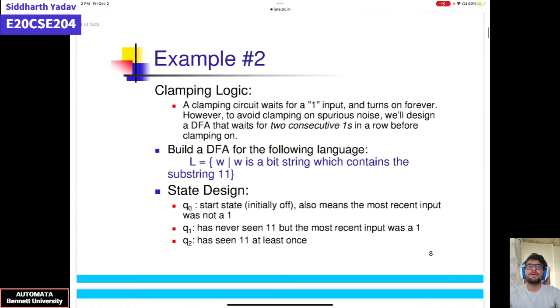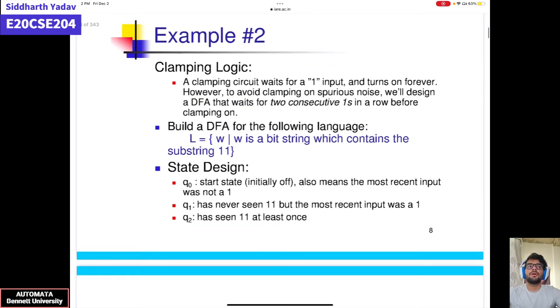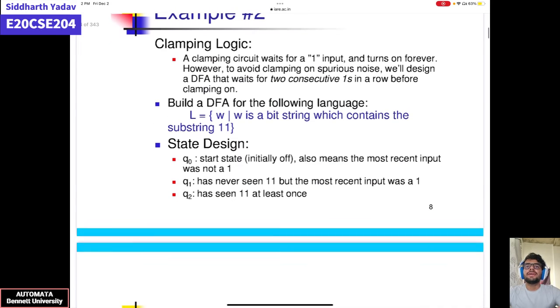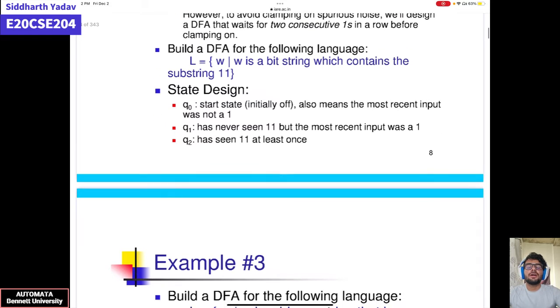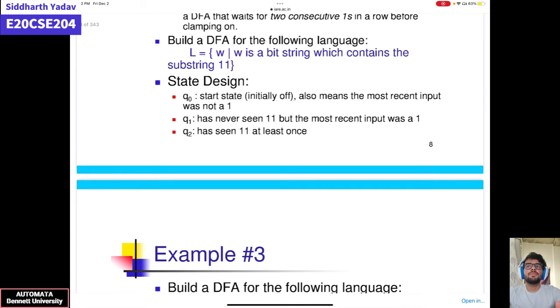Examples. Clamping logic. A clamping circuit waits for a one input, then turns on forever. However, to avoid clamping on surprise noise, we will design a DFA that waits for two consecutive ones in a row before clamping on. Build a DFA for the following languages.